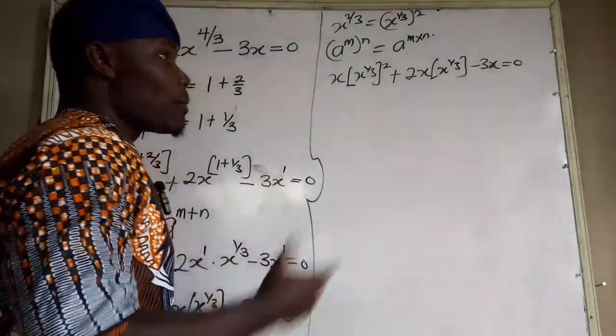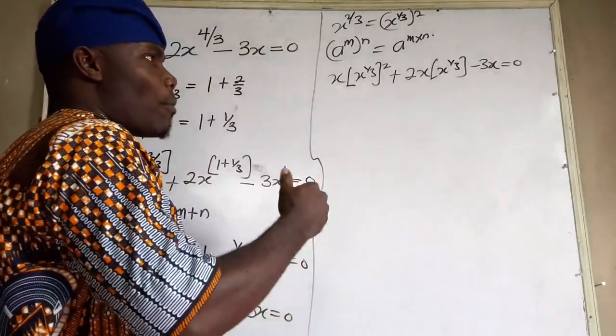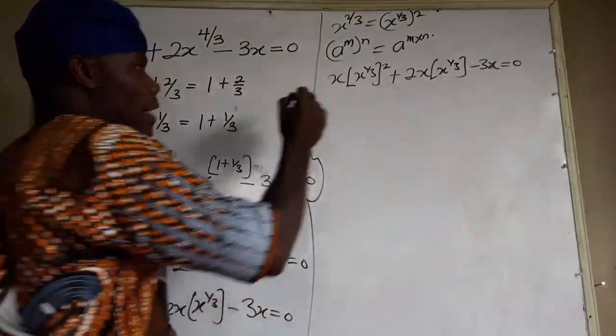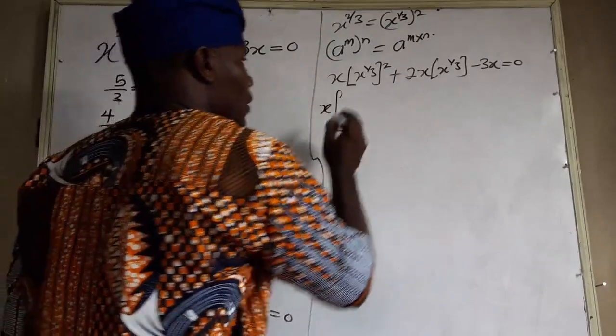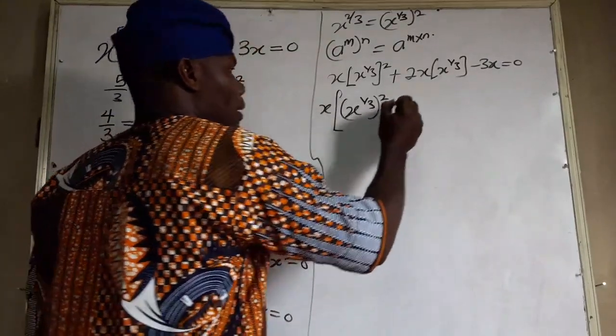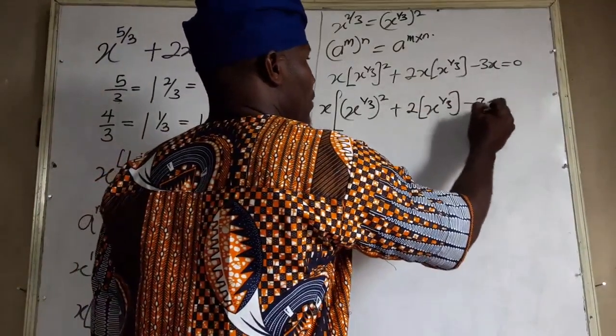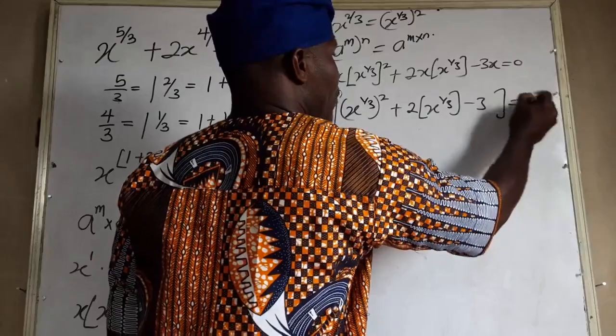Now, as I've observed the other times that the x is common, you now have x is common. We have x to the power 1 over 3 all squared plus 2 times x to the power 1 over 3 minus 3, bracket close, is equal to 0.